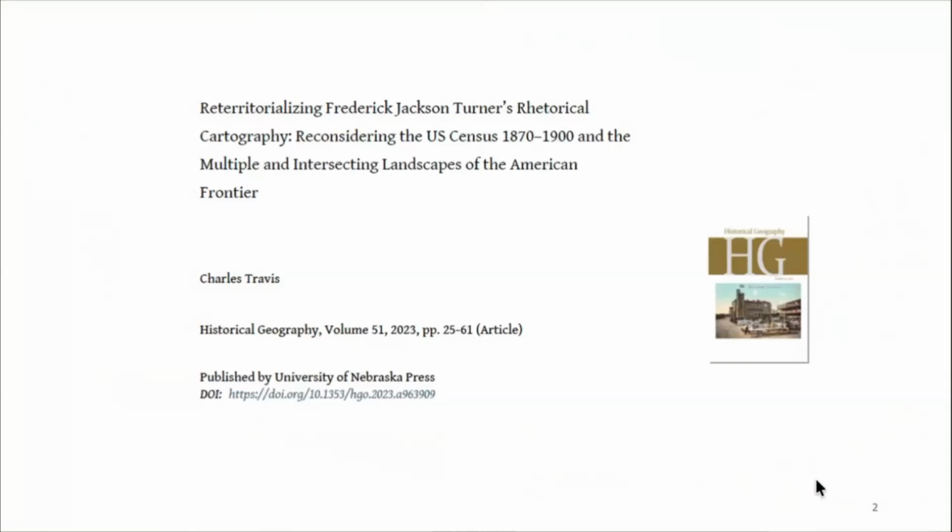My talk is based upon a paper I published in Historical Geography, Reterritorializing Frederick Jackson Turner's Rhetorical Cartography.